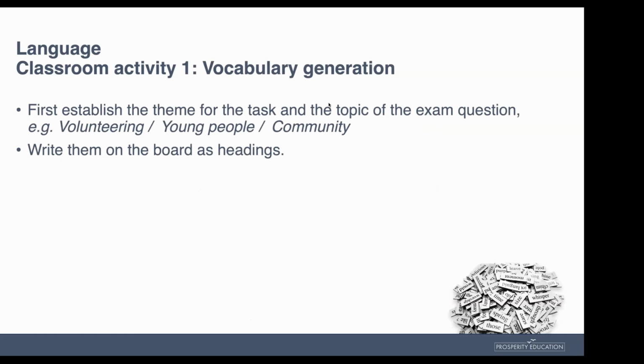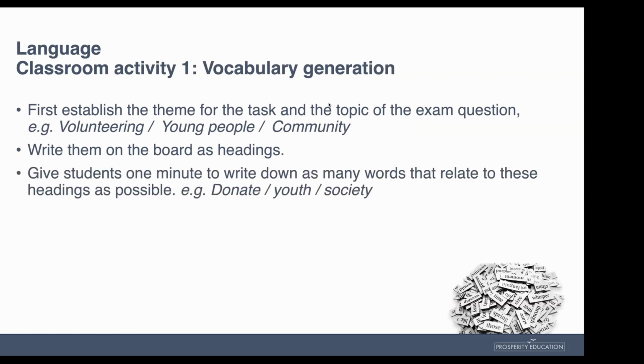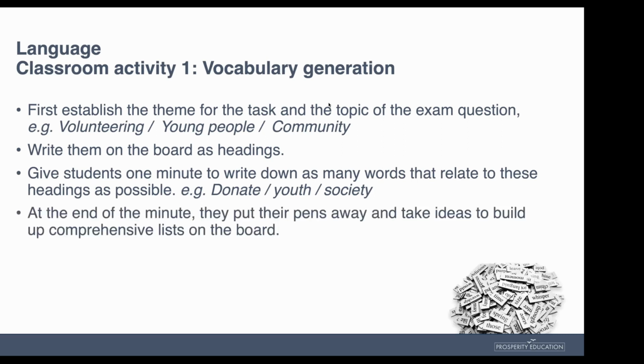Write these three things as headings on the board. Give students strictly one minute to write down as many words that relate to these headings as possible. So, for example, donate might relate to volunteering, youth might relate to young people, society might relate to community. At the end of the minute, make sure they put their pens away so they don't add anything, and then take ideas from the class to build up a comprehensive list on the board.